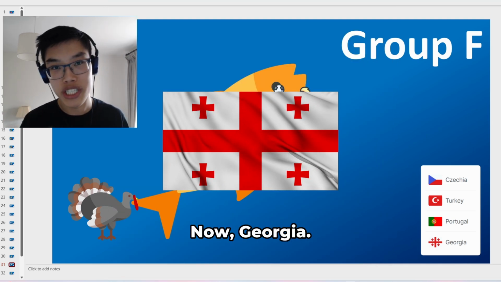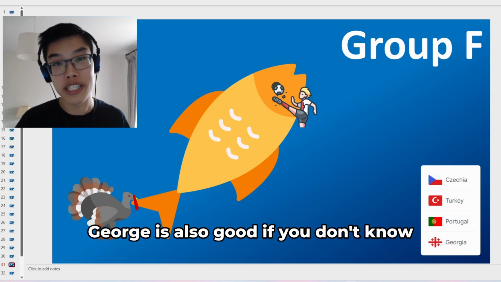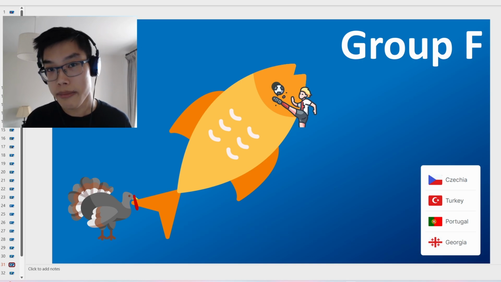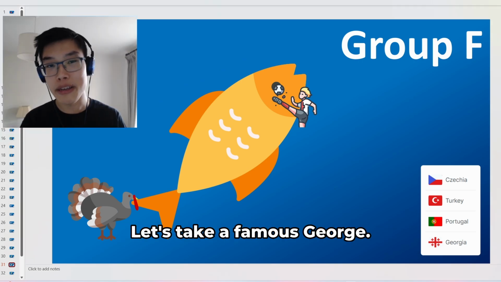The more disgusting, ridiculous, or life-threatening the image is, the higher the chance you remember the image. Now, Georgia. I imagine my friend Georgia doing something with the fish. George is also good if you don't know someone called Georgia. Well, probably I don't know your friend and you don't know mine. Let's pick a famous George.